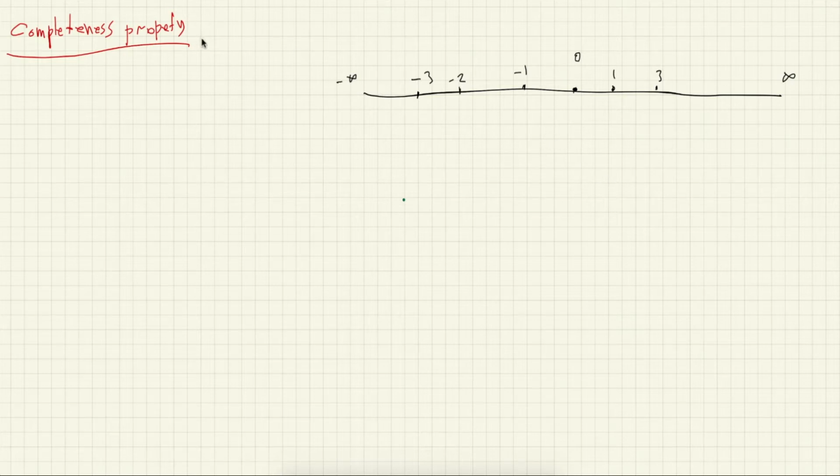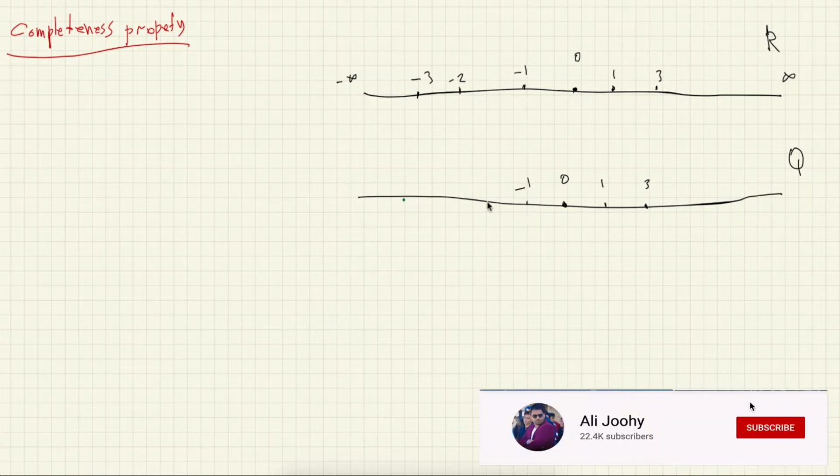Let me explain here. This is the real numbers, this is the quotient numbers, the rationals, okay? If we plot the rational numbers, they look like the same line, but it's not. Why? Because this has gaps.